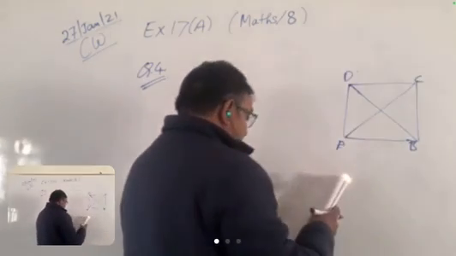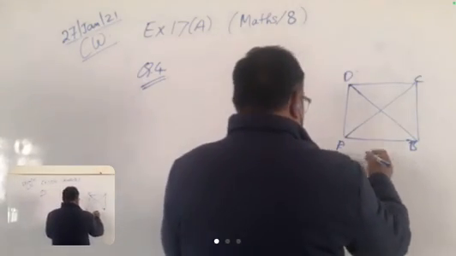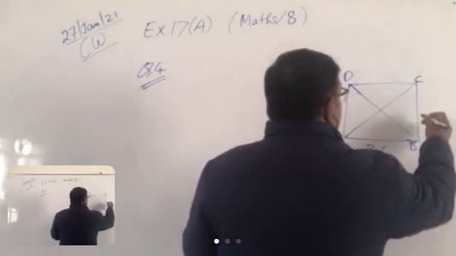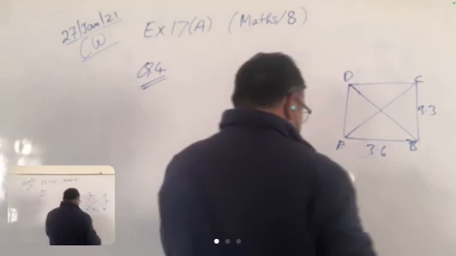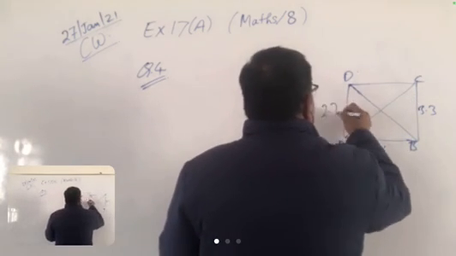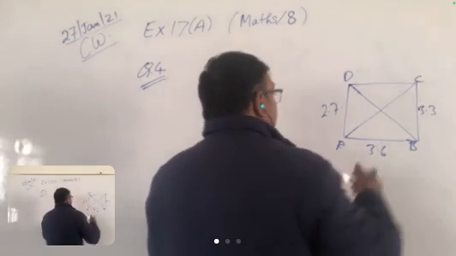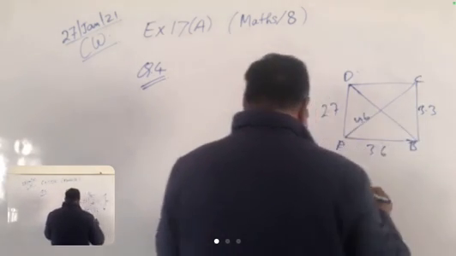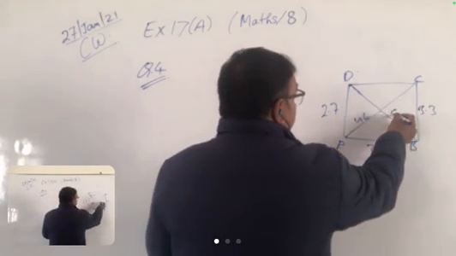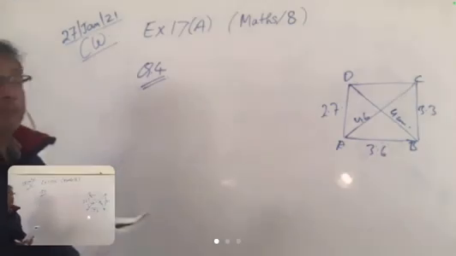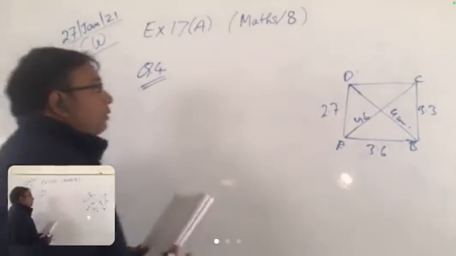Everyone draw the rough figure please. AB is equal to 3.6, BC is equal to 3.3, AD is equal to 2.7, and then two diagonals. AC is 4.6 and BD is 4 centimeter. Clear?